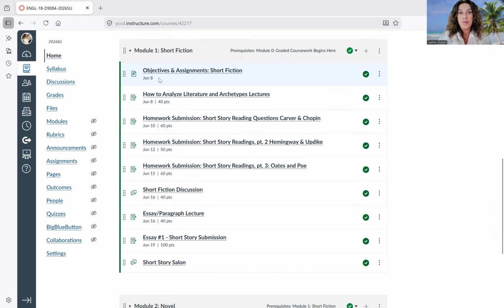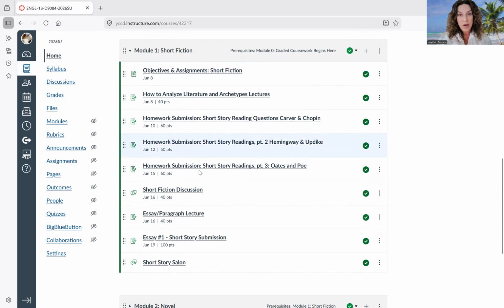It'll begin with your objectives and assignments. Then there'll be a lecture and then your reading assignment. So note here, your submission is due on June 10th. So obviously you're going to want to start on June 8th, get your short stories read and the answers completed, submitted, and then you move on.